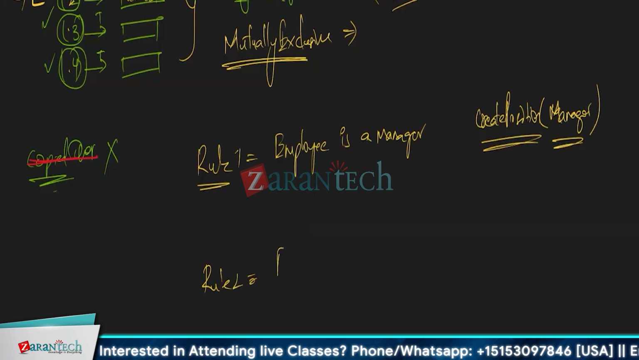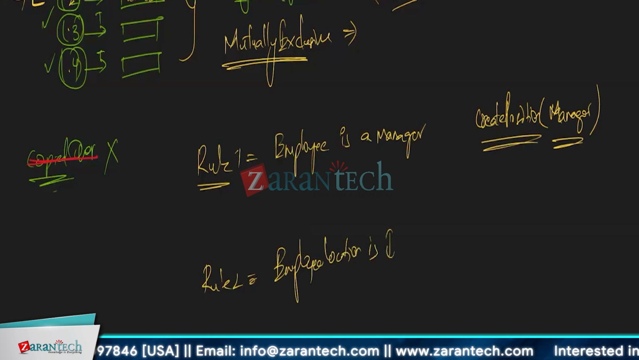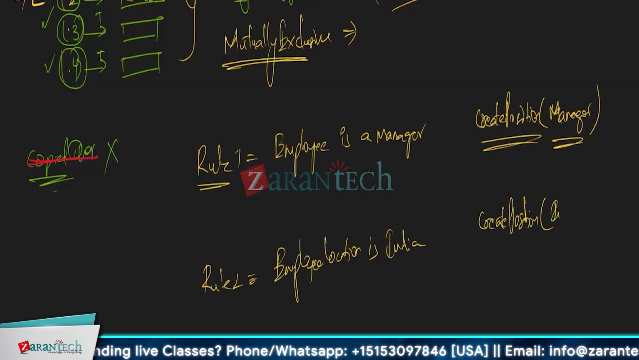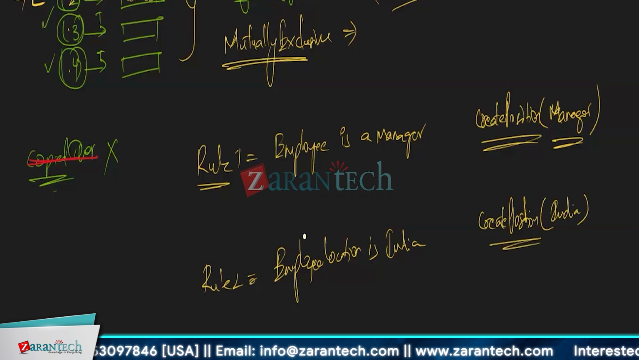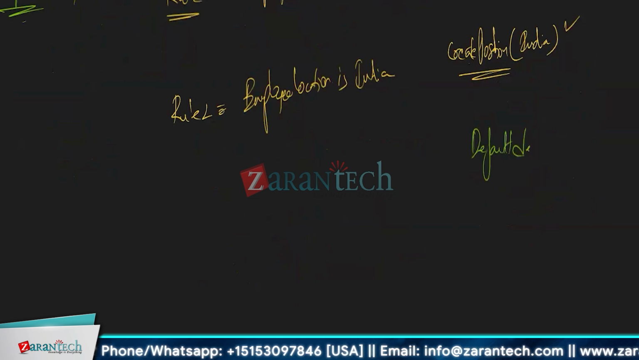I am going to say if the employee location is India, then it will trigger a business process called create position India. This is also rule based. So this is rule based definition 1, this is rule based definition 2, and then we also have the default definition.